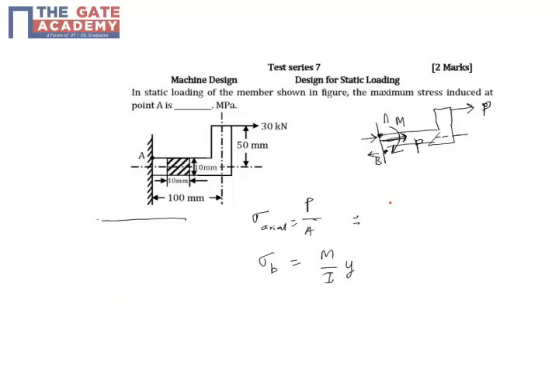So the load is 30 kilonewtons and the area of cross section is basically 10 into 10, so that is 100. So it is 300 MPa for the axial.